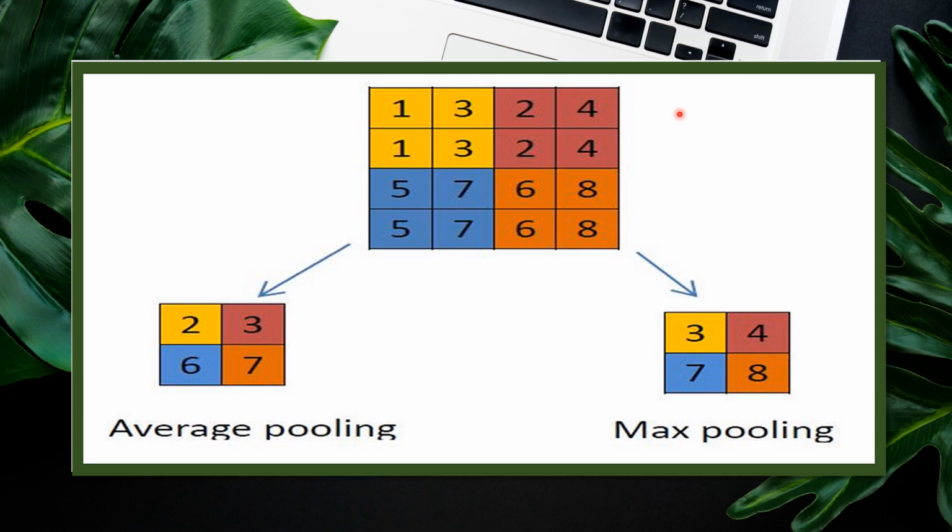Now next comes the pooling layer. So this pooling layer is a component of neural networks, specifically used in convolutional neural networks, which are a popular type of neural network in image recognition and other applications. So pooling layers help simplify the information and reduce the computational cost of the network while retaining important features.